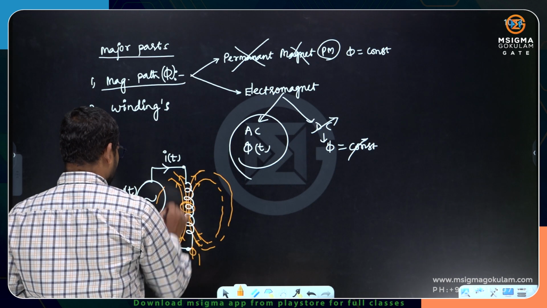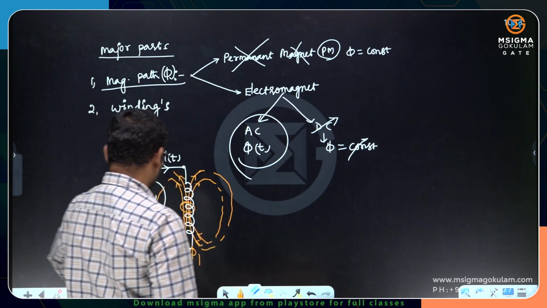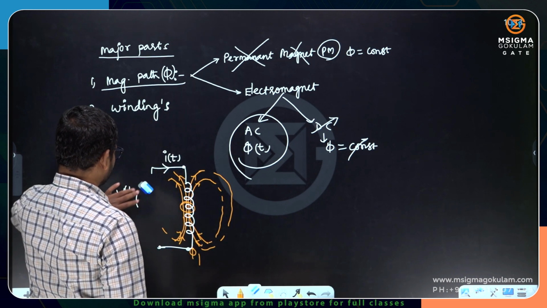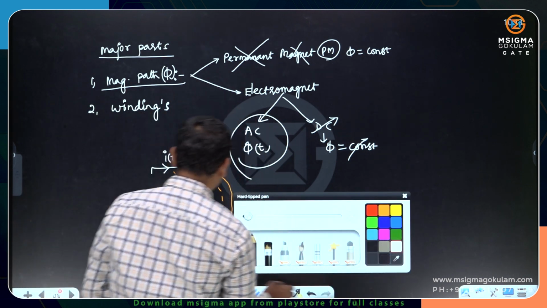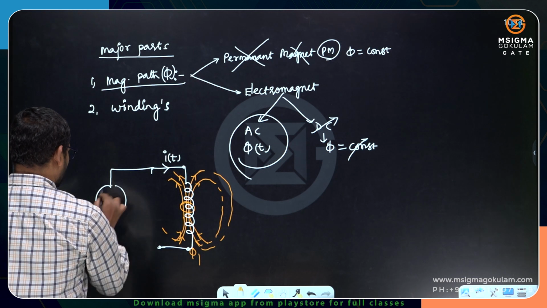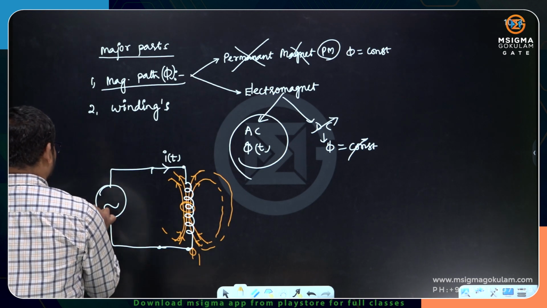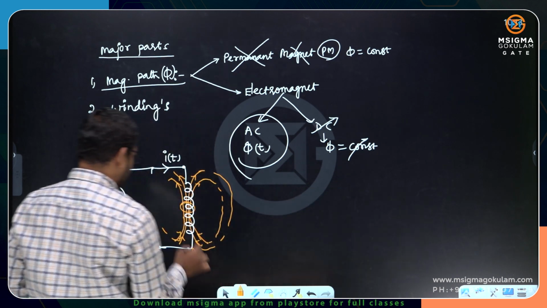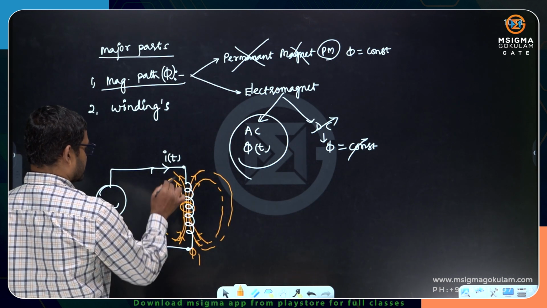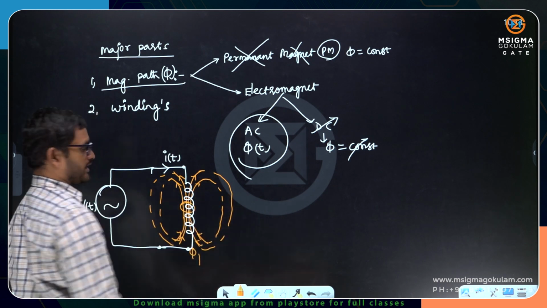Let me take up the source separately, a little away from this one. This is my source V of t. Now the flux lines can be drawn like this: 50% on this side, 50% on the right side.